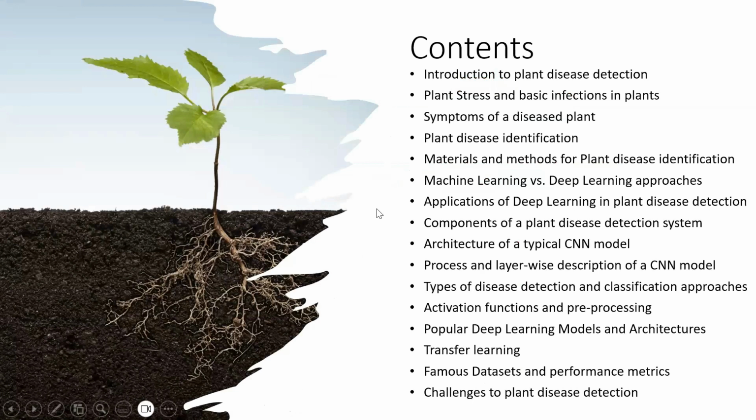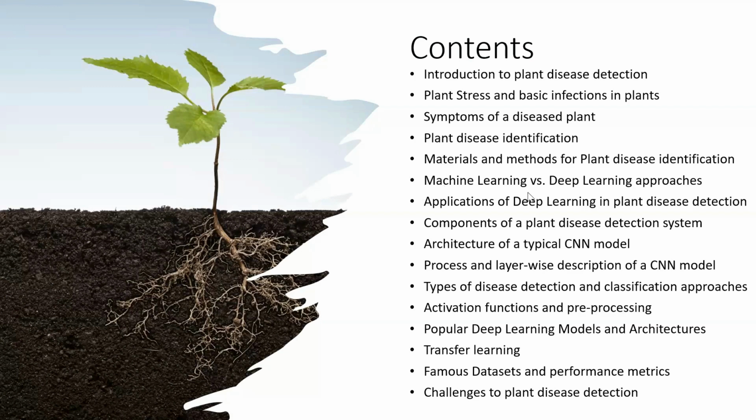I will try to cover all the contents during the presentation. Starting from the introduction to plant disease detection, I will cover plant stress. What are the different types of plant stress we have? Then the basic infections plants have, and the symptoms of a diseased plant, that is, how you can identify whether a plant is diseased or not. And then we will discuss the process of plant disease identification, starting from the different techniques like machine learning, deep learning, and human inspection. Okay, and then we have machine learning and deep learning approaches.